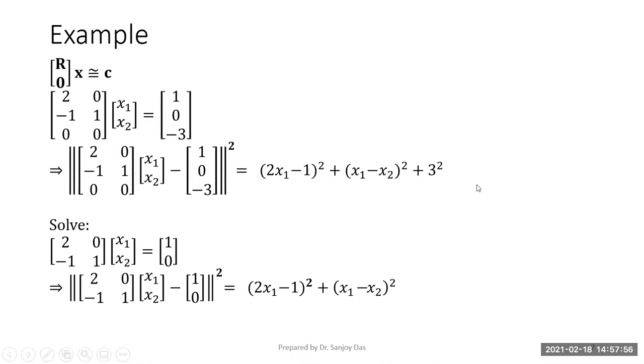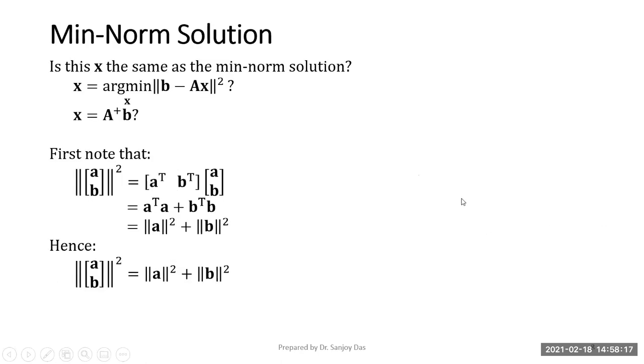So this should give you some insights into the equivalence between the QR decomposition method to solve overdetermined systems and the min norm solution, or the minimum of the sum square error solution. Both are equivalent. Now we'll go formally to the proof. Is the solution we get from QR decomposition the same as the min-norm solution?